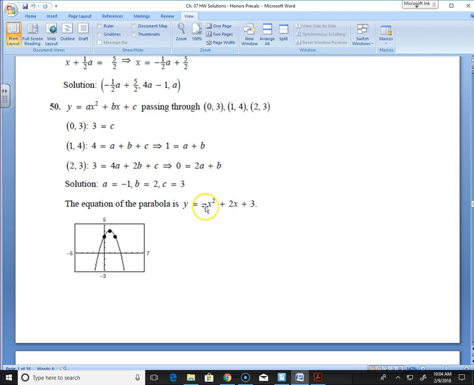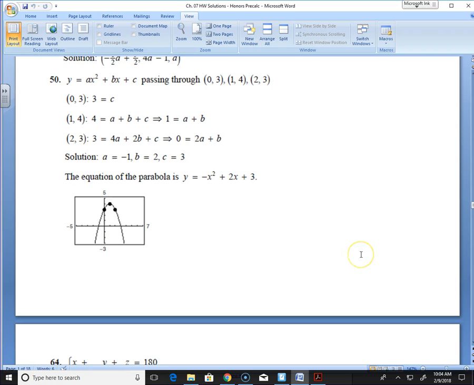The final answer for number 50, when you plugged in your x's and your y's and got your 3 equations and then solved. You're not a computer, so you might have done it a faster way, but you should have gotten A is negative 1, B is 2, and C is 3, and plugged it in your nice little equation. If you graphed it, the points would have been on the parabola.